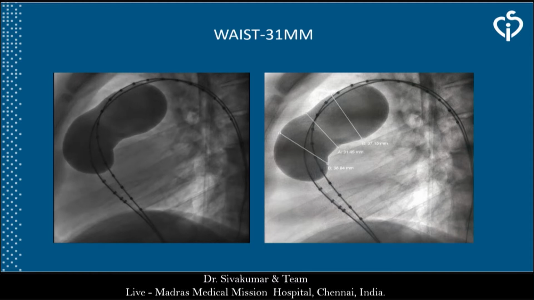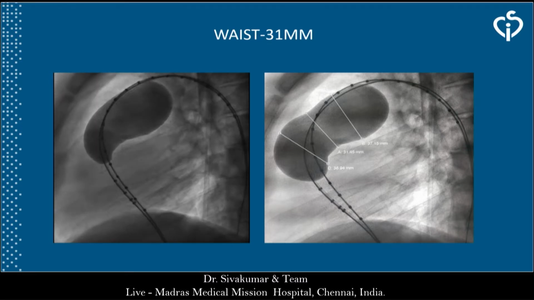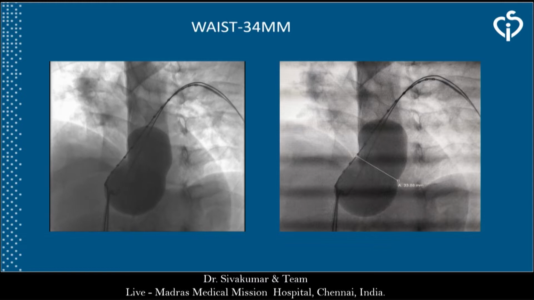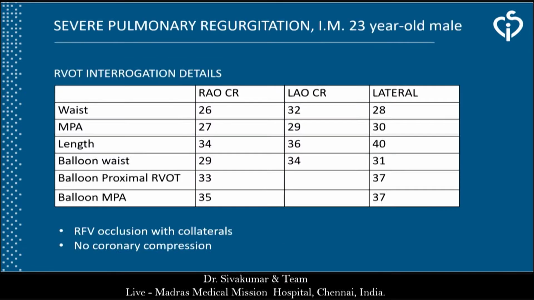During balloon interrogation, the waist was measuring 31 millimeters in the lateral view and of around 29 millimeters in cranial view and 34 millimeters in cranial. So RVOT interrogation details are as shown below. Also, the angiogram showed there was a right femoral vein occlusion with collaterals and there was no coronary compression during the balloon interrogation.